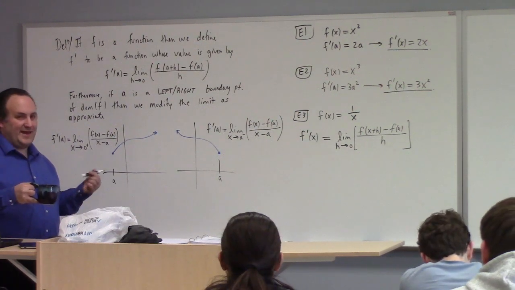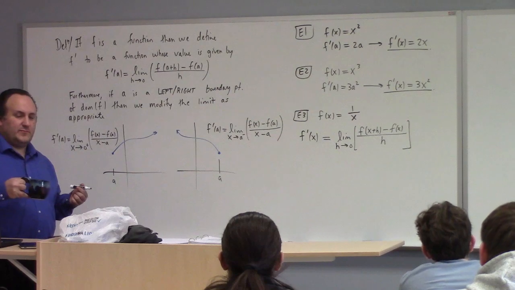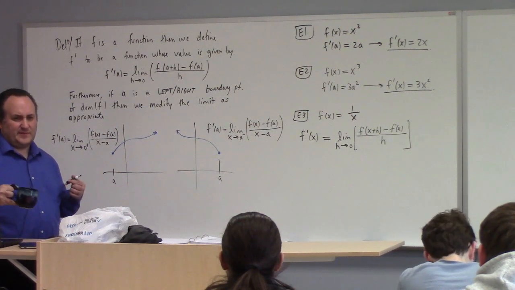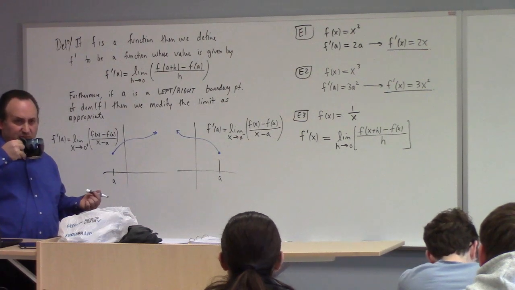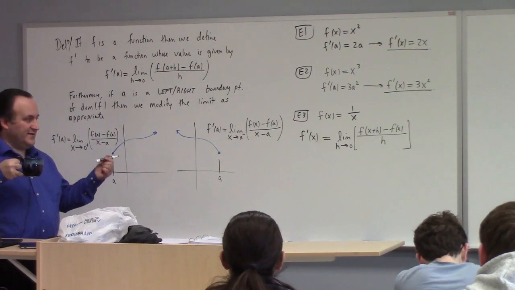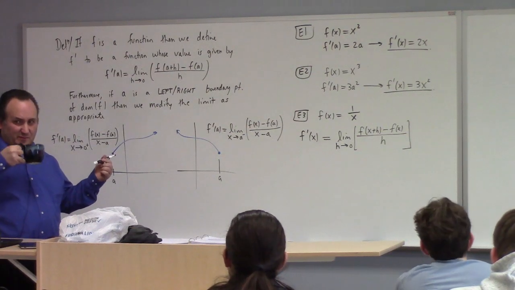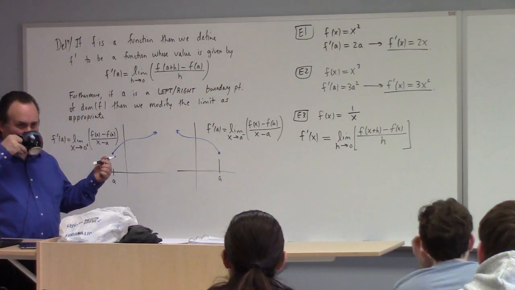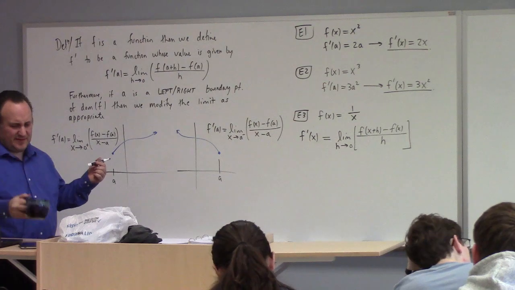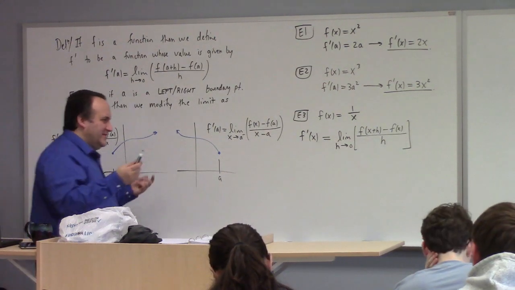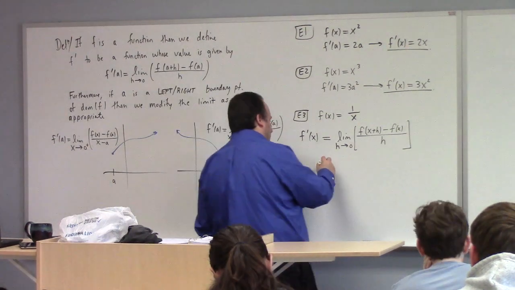I worked it out at a yesterday. Why do I work it out at a rather than x? It's so that we have the freedom to either use the h limit or the x limit without confusion. You can't calculate f prime of x using the x approaches a formalism directly, because then the x's would get confused.